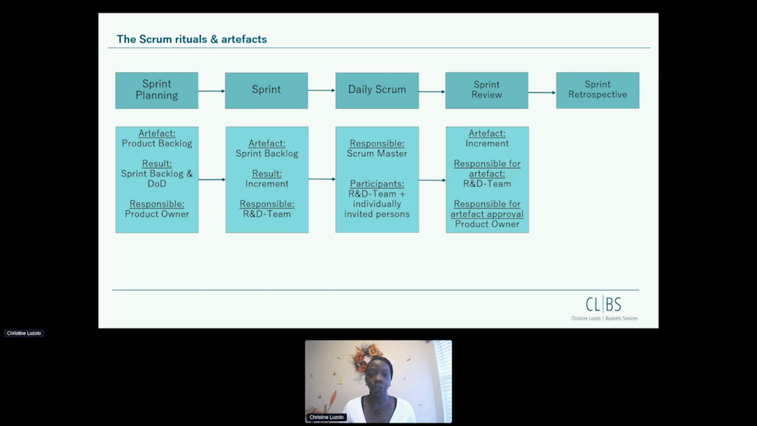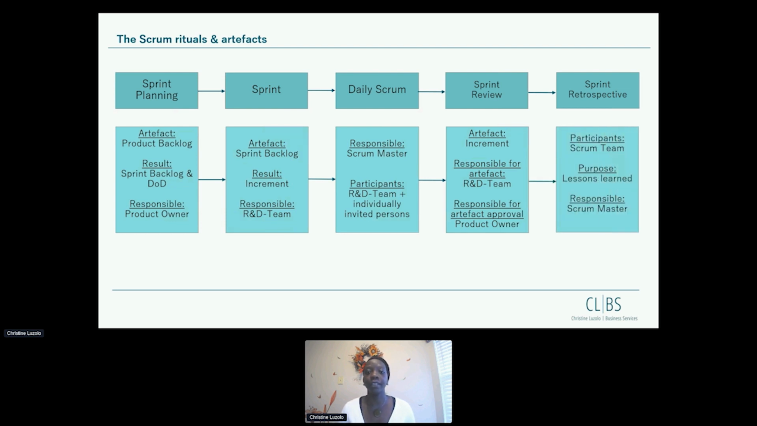Then next is the sprint review. The sprint review, the artifact that is being used here is the increment. So the ready-to-use product, the result of the sprint. Responsible for the artifact is still the R&D team, but responsible for the approval of the artifact is the product owner.